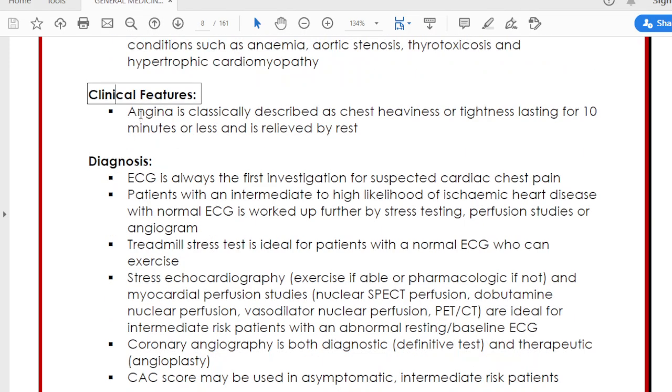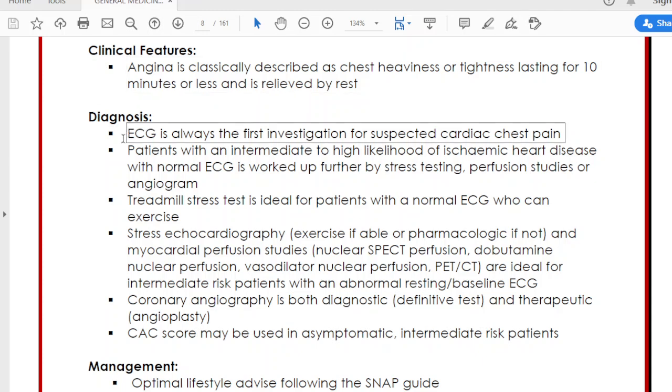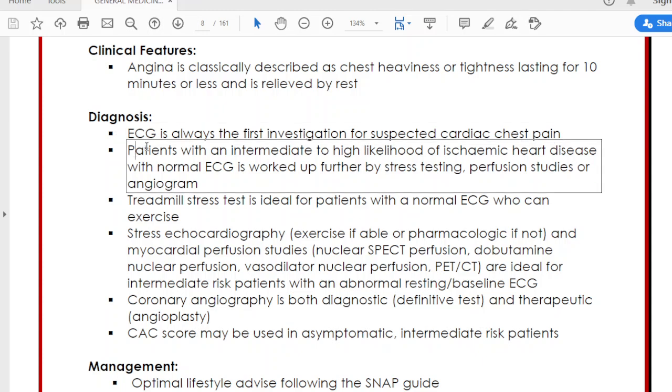Clinical features. Angina is classically described as chest heaviness or tightness lasting for 10 minutes or less and is relieved by rest. Diagnosis. ECG is always the first investigation for suspected cardiac chest pain. Patients with an intermediate to high likelihood of ischemic heart disease with normal ECG are worked up further by stress testing, perfusion studies, or angiogram.